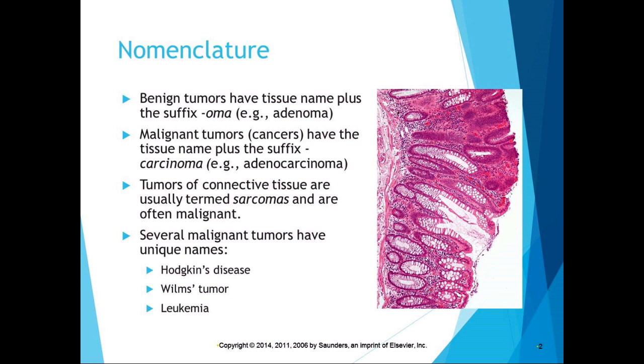Tumors of connective tissue are usually termed sarcomas and are often malignant. So there's several malignant tumors that have unique names like Hodgkin's disease, Wilms tumor, leukemia. So we'll talk about all sorts of different ones while we are going through this, and in other chapters as well.